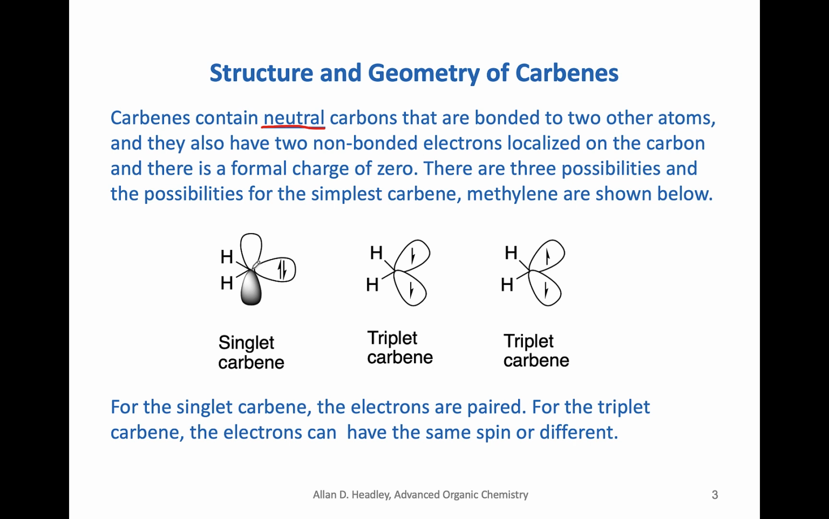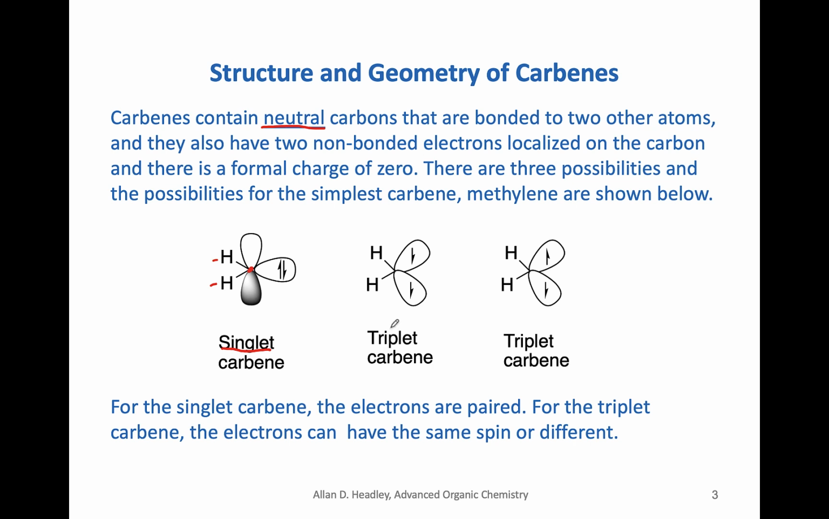So here's an example. Here's a carbon. In this case, it's bonded to a hydrogen and another hydrogen, two bonds, and there are two electrons. As you can imagine, there are various ways these electrons can be organized. One way is a pair in an orbital. So they are paired. The key word here is that the electrons are paired and in one orbital. And that's called the singlet carbene.